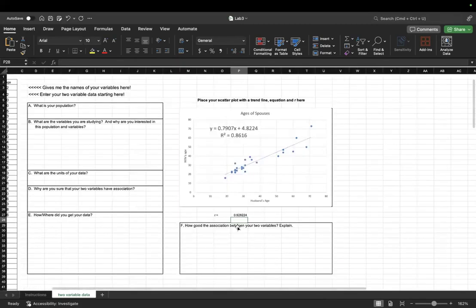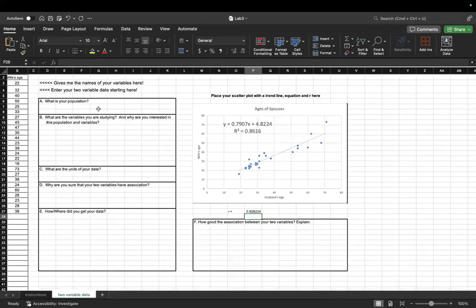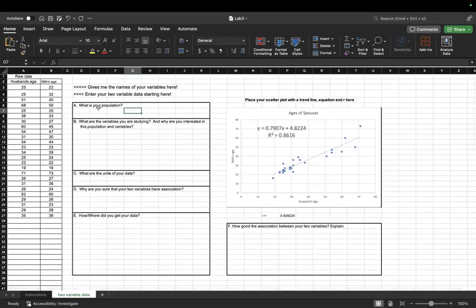All right. Let's talk about what we're going to put here. What's your population? My population is imaginary Facebook friends. Your population could be just the United States, or the hospital down the road, whatever your population is. You guys know how to find that by now. Once again, what are your variables? I don't care why you're interested in them. You don't have to be interested. Don't even answer that. What are my variables? My variables are the ages of husbands and wives. My units are years. Most likely you're going to have units on one or both of your variables. They could be different units. So just make sure you give me your units.